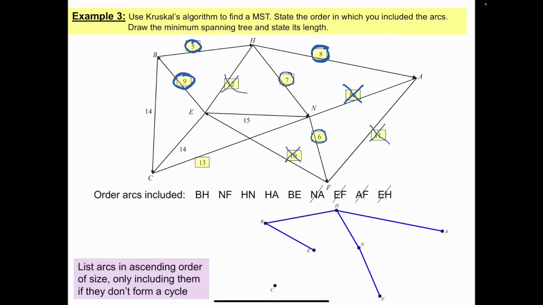Next possible one is CN, which has the weight of 13, and that's at the same time the last edge I needed to add, because then I have my minimum spanning tree finished, because all of the vertices are connected. Now I can count the length, or the minimum length, of the minimum spanning tree, and I just add all the numbers or the weights of the edges that were added there. So 5, 9 is 14, 8, 22, 7, 29, 35 plus 13 is 48.